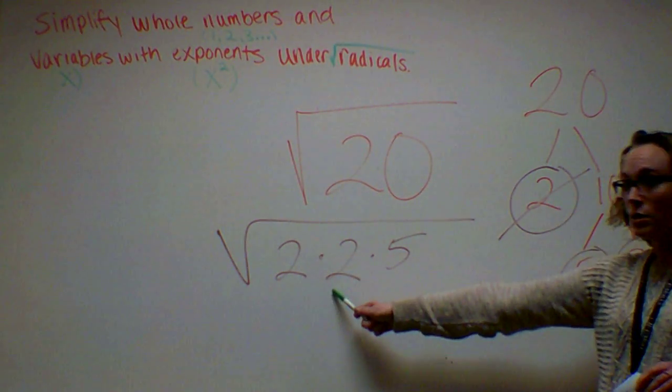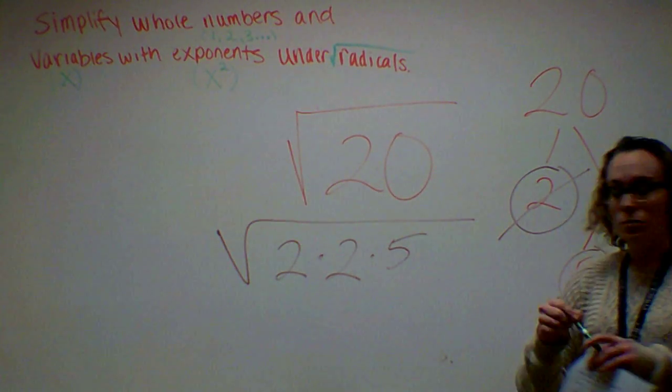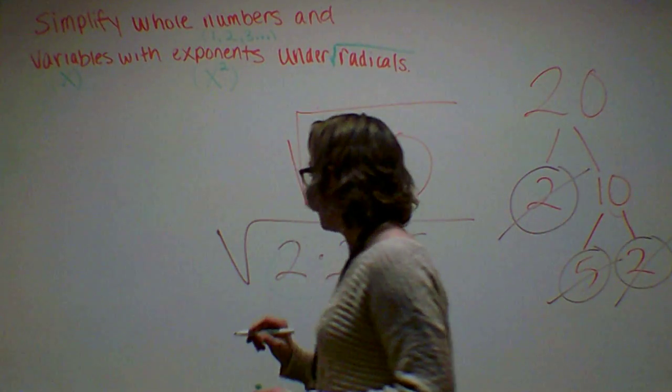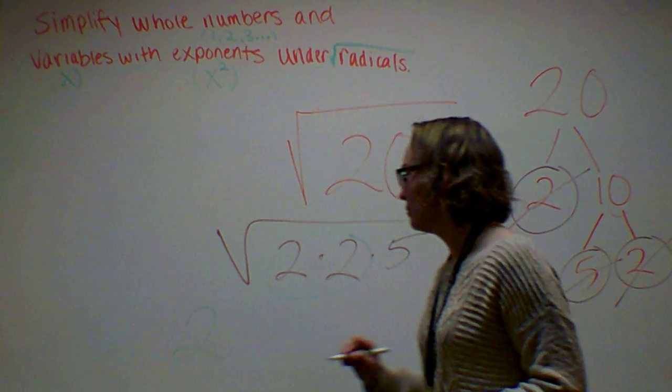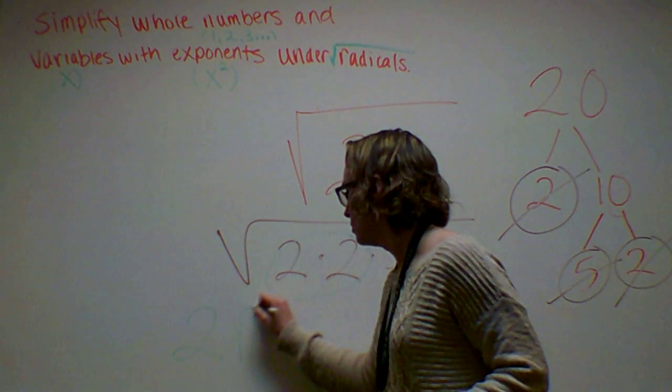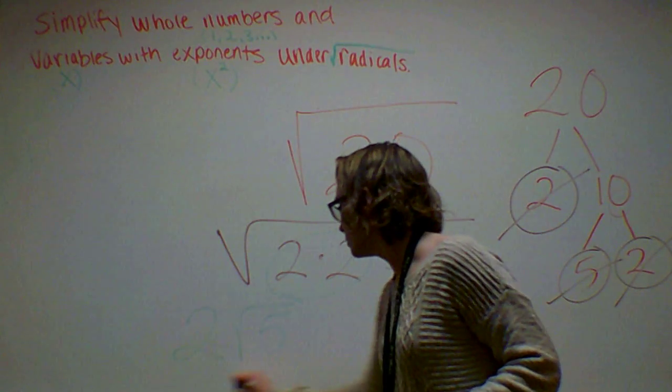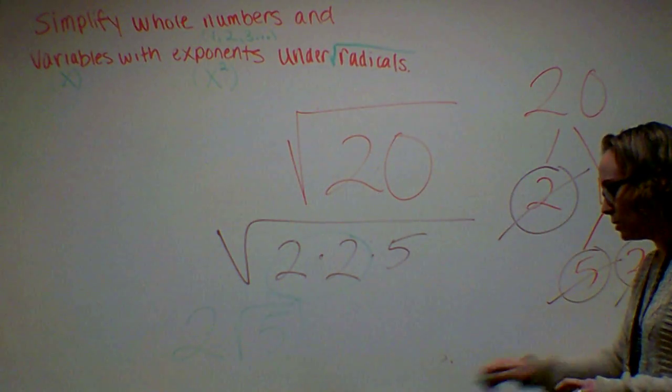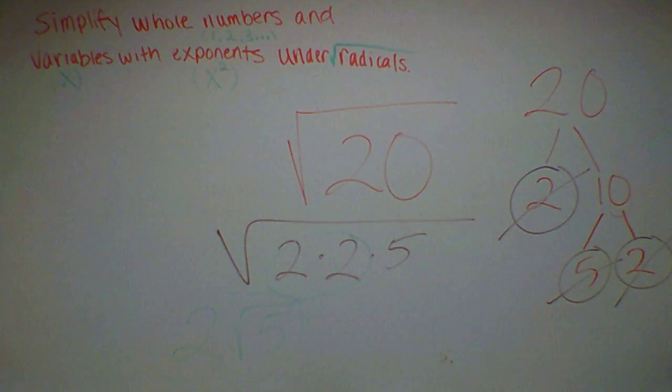You see 2 things that are the same, 2's. I pull 1 out front. Do we have any other pairs? No. Okay. So this stays under the radical. So our answer is 2 square roots of 5. We're about to add the alphabet, so is anybody confused about any of this before we add the alphabet? Okay.